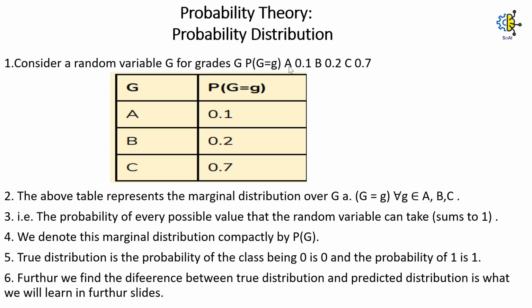The above table represents the marginal distribution, that is, the probability of every possible value that the random variable can take, which sums to 1. We denote this marginal distribution compactly by probability of G. In the true distribution, the probability of the class being 0 is 0 and the probability of 1 is 1. Further, the difference between the true distribution and the predicted distribution is what we will learn in future slides.